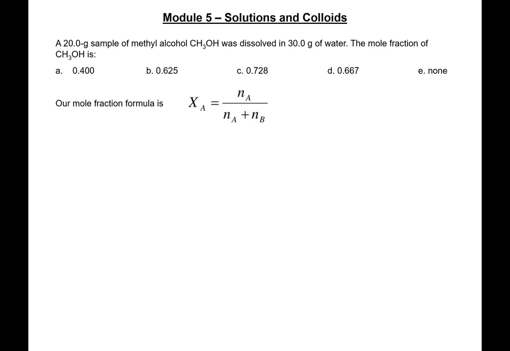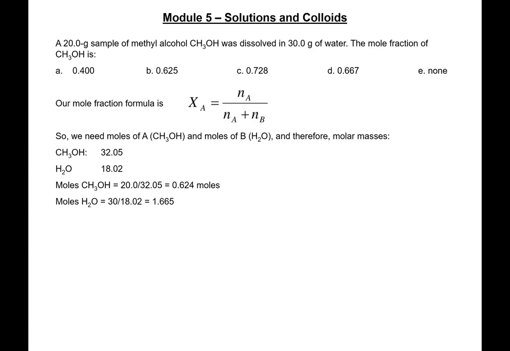So now we need to calculate the number of moles of each of our compounds. So clearly we're going to need molar masses. We calculate the molar mass of methanol, 32.05, water, 18.02. Now we calculate the number of moles.